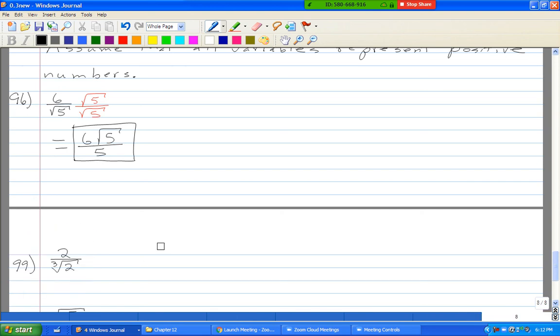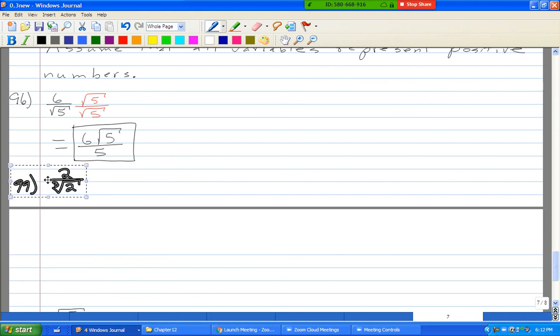Next, let me do problem number 99. So again, I want to rationalize the denominator. But in this case, I have a cube root. And so I want to get rid of the cube root. Well, I want to multiply by something to get a perfect cube. Before, we multiplied by rad 5 so that the denominator would have a perfect square. Now we want to multiply so I get a perfect cube.